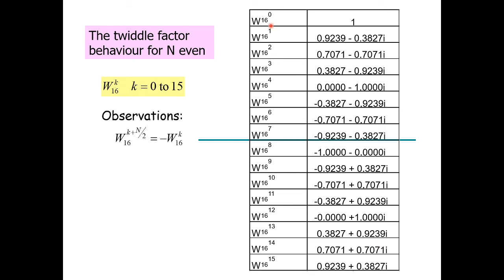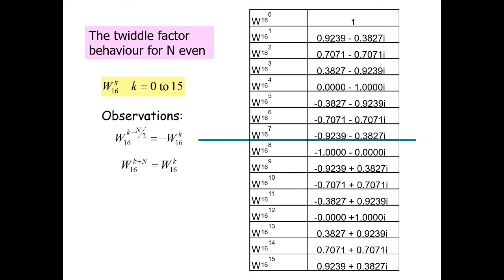So W16 of 0 here can be reflected to minus W16 of 8. So 1 and -1. Similarly, W16 of 1 here can be reflected accordingly to minus W16 of 9. So instead of positive 0.9239, we have negative 0.9239. Instead of the imaginary component here being negative, the imaginary component here is now positive. And similarly for each one of these components that you keep on going. So that means we don't need to calculate for all the components. We can just only calculate for half of them.